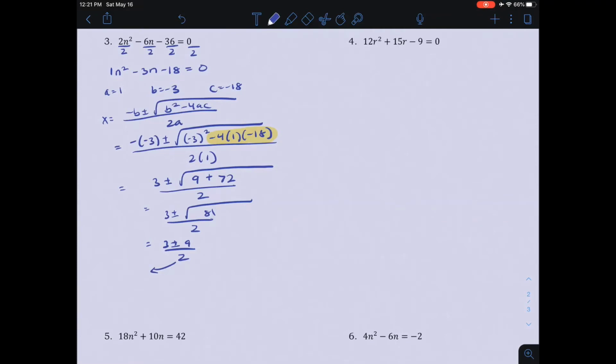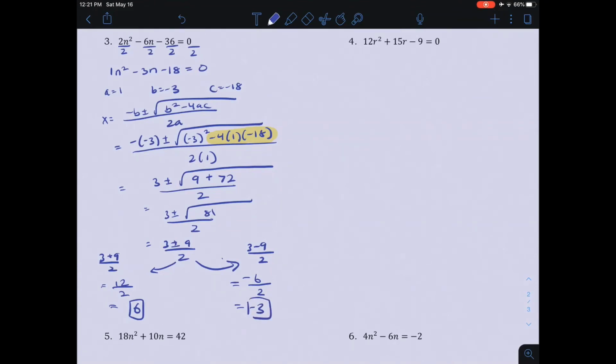Just like we've been doing before, we're going to break this up into 2 different expressions. The first one is 3 plus 9 over 2. Second one being 3 minus 9 over 2. Carefully simplify this out. You get 12 over 2, which is just 6. On the right-hand side, you'll get negative 6 divided by 2, which is negative 3. And those are your 2 solutions.